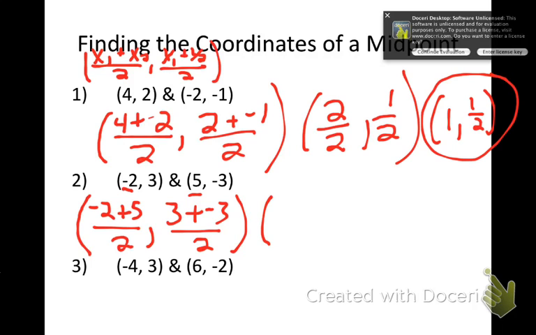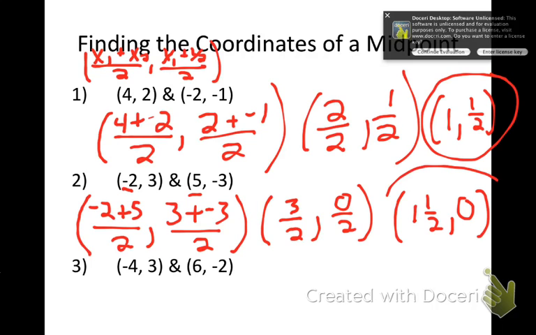-2 and a +5. If you want to switch it around, you can say 5 minus 2. 3 all over 2. And then what's 3 plus negative 3, Drew? 0 all over 2. Well, now I simplify. What's 3 over 2 simplify to, Jack? Thank you. 1 and 1/2. What's 0 over 2 simplify to, Jack? 0. My midpoint is 1.5, 0. And recognize my answer is a coordinate. I'm dealing with coordinates here, so my answer is a coordinate. So I put my answer as an ordered pair.